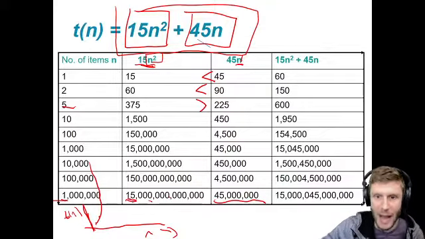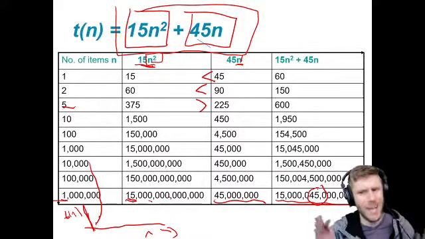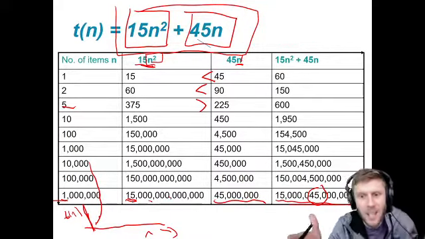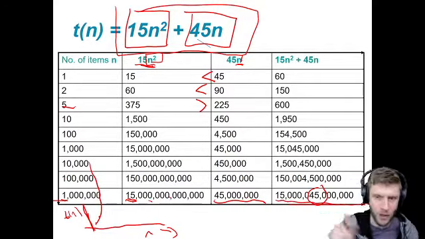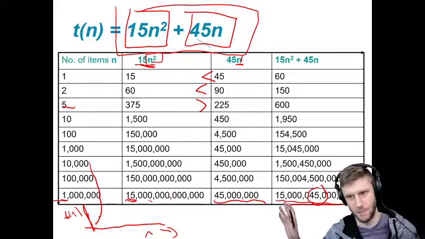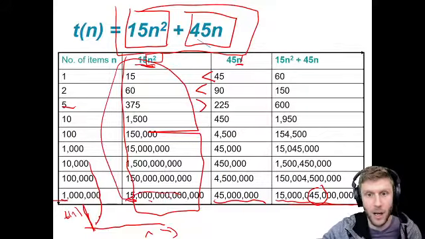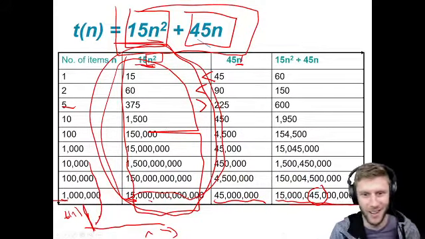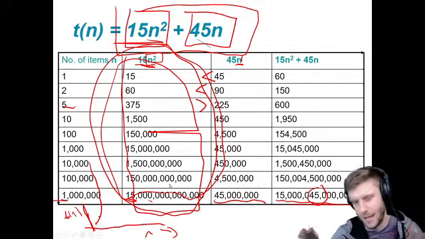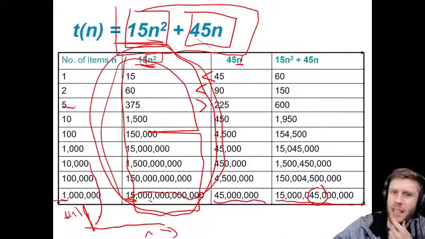When you add them together and you look at the whole function, the 45 million, although a big number, becomes inconsequential to the whole thing. To the whole function, that 45n is almost meaningless. It's this part that dominates. It's that part there that dominates. So it's almost like this part here doesn't even matter.